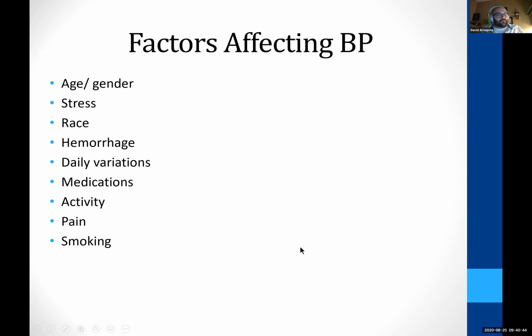Different things affect the blood pressure. We've got age and gender. Stress in general increases the blood pressure. Race: the blood pressures tend to be different. Different races can lead to those.